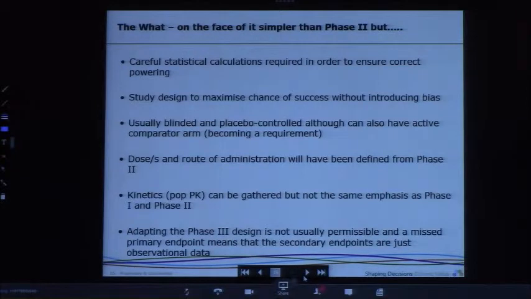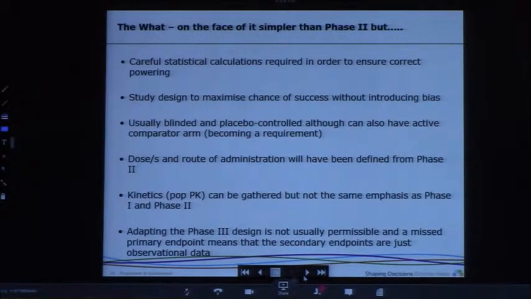But you have to have very careful statistical calculation in order to ensure that your primary endpoints are correctly powered. If you don't have that, and you miss your primary endpoint, but it's because you haven't included enough subjects for how sensitive that primary endpoint is, unfortunately you have a failed study, and all your other endpoints just simply become observational data. Okay. So the study is designed to maximize the chance of success without introducing bias.